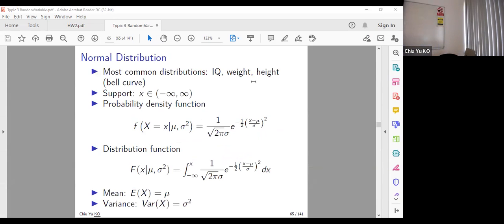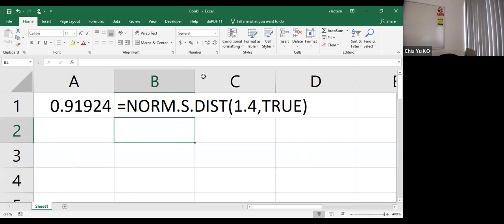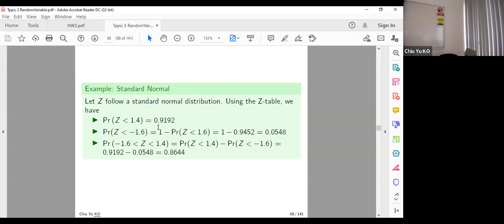When you say true, Excel gives you this one. When you have false, Excel gives you this one, right? But you almost never use this one for our class, basically this one. So we have this number 0.9 coming from here. Is that okay?